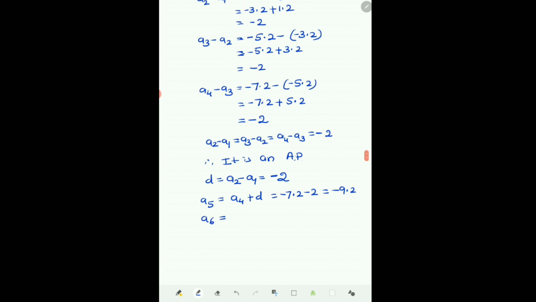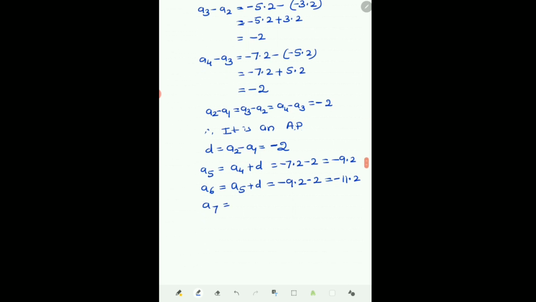A6, that is sixth term, is equals to fifth term plus D, that is A5 plus D. A5 is minus 9.2, that is minus 9.2 plus D means add minus 2, both are negative sign, add them, that is minus 11.2. Next term is seventh term, that is A7. A7 is equals to A6 plus D, that is what? Minus 11.2 minus 2. Add these two, put the negative sign, that is 11.2 and 2. If you add them, you will get 13.2. That is minus 13.2.